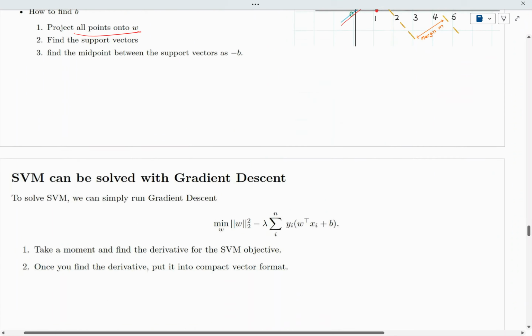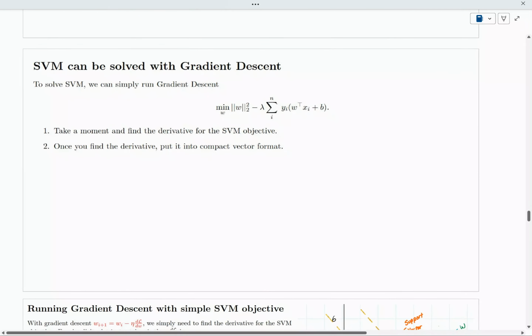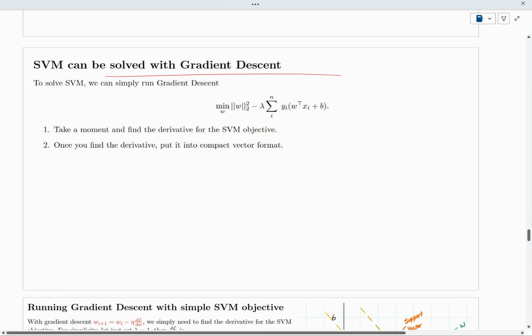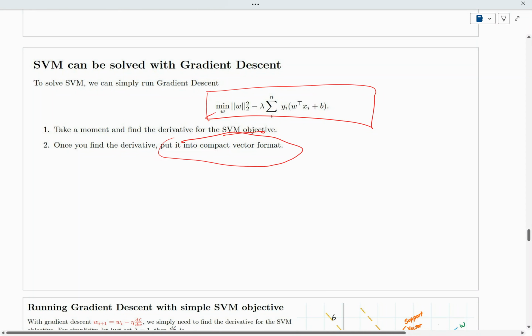Okay. All right. So SVM can be solved with gradient descent. This is our objective. Take a moment and find a derivative for the SVM objective. Once you find the derivative, put it in a compact vector form. Pause the video so that you can make sure you do that.